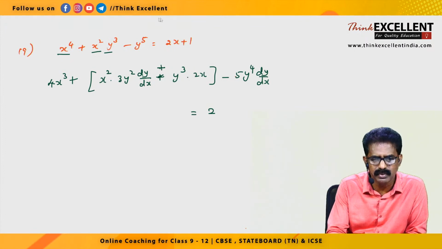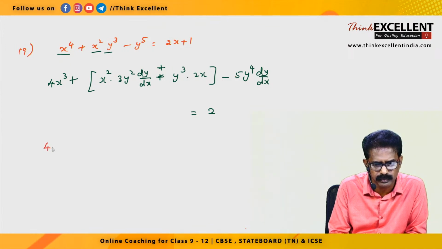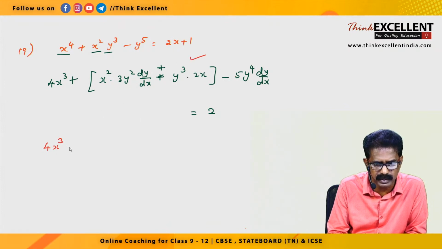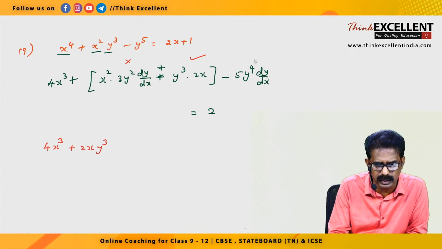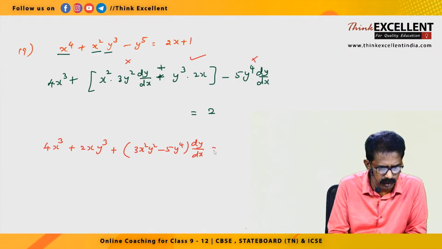Okay. Now we have to find dy by dx from this, right? You can see dy by dx in two places. So 4x cube you write as it is. This also you write as it is: plus 2xy cube. In these two terms you can see dy by dx, so take dy by dx common. What's the remaining? 3x square y square minus 5y raised to 4, into dy by dx, equal to what? 2. Now keep only this here.